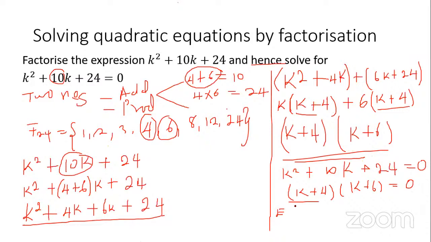So we are going to say either k plus 4 is equal to 0. And what would be the value of k? Negative 4. So this would move to the right hand side and it becomes negative. So we shall have negative 4.